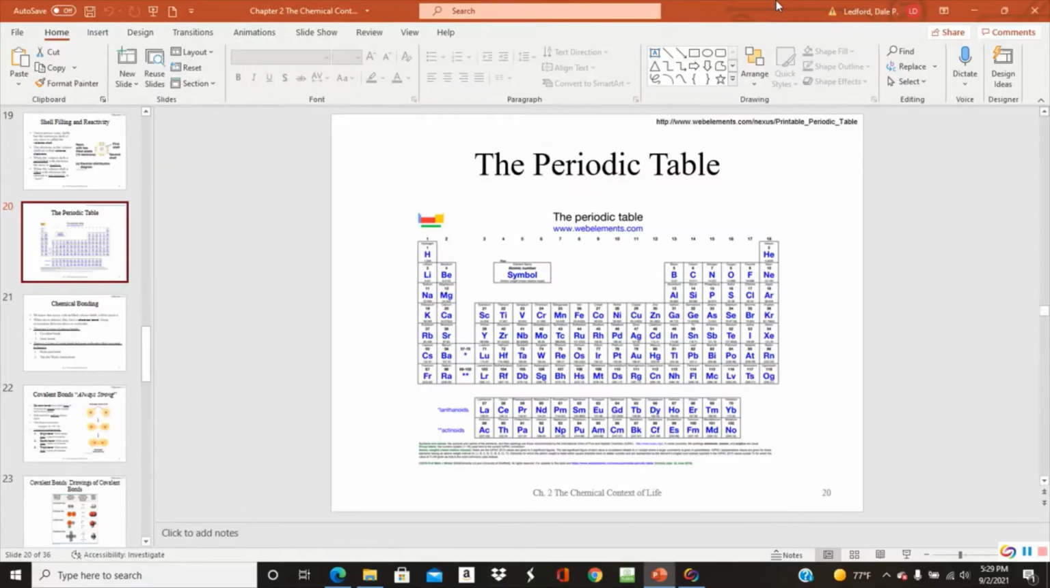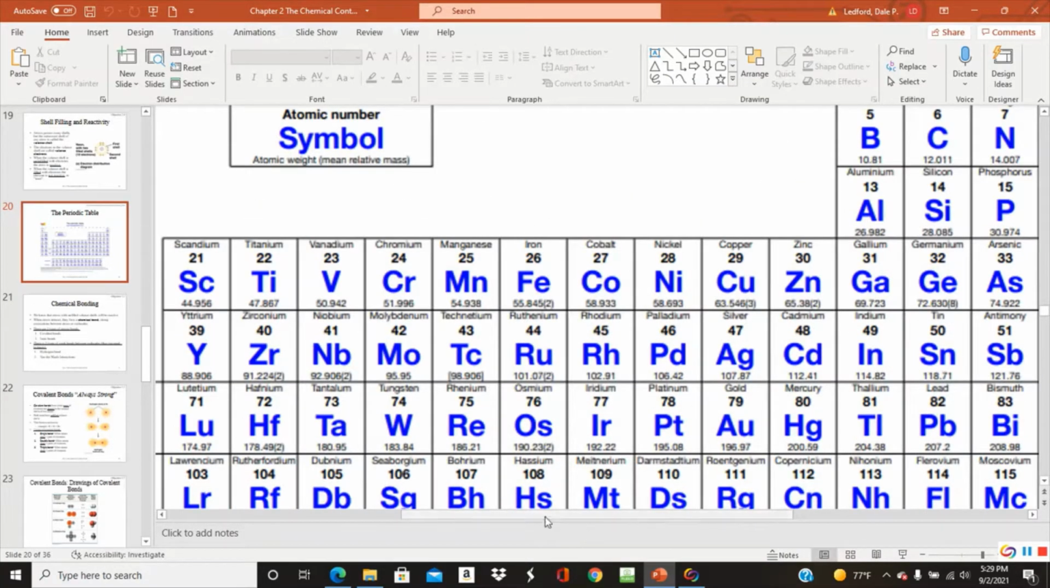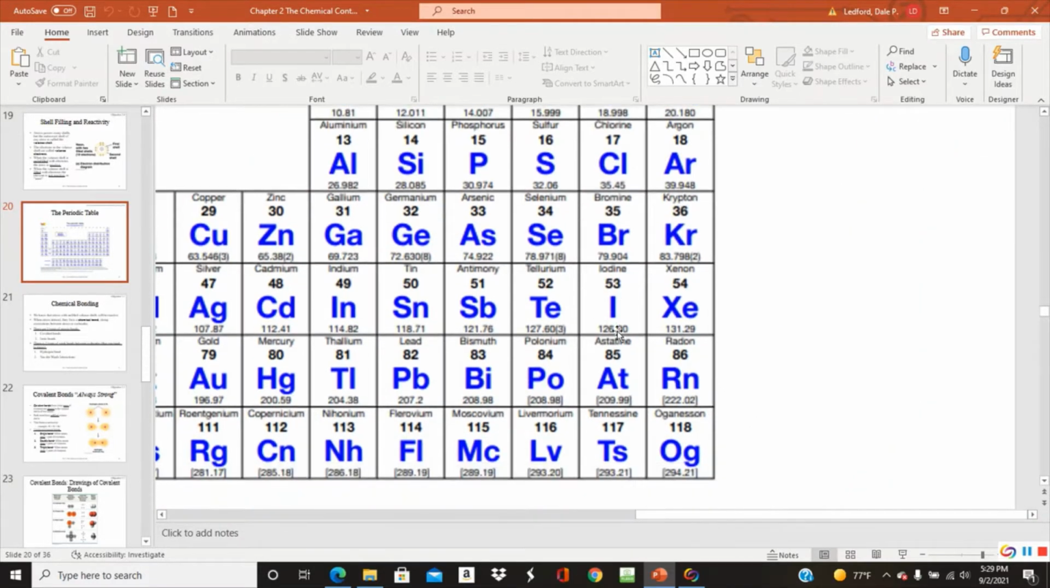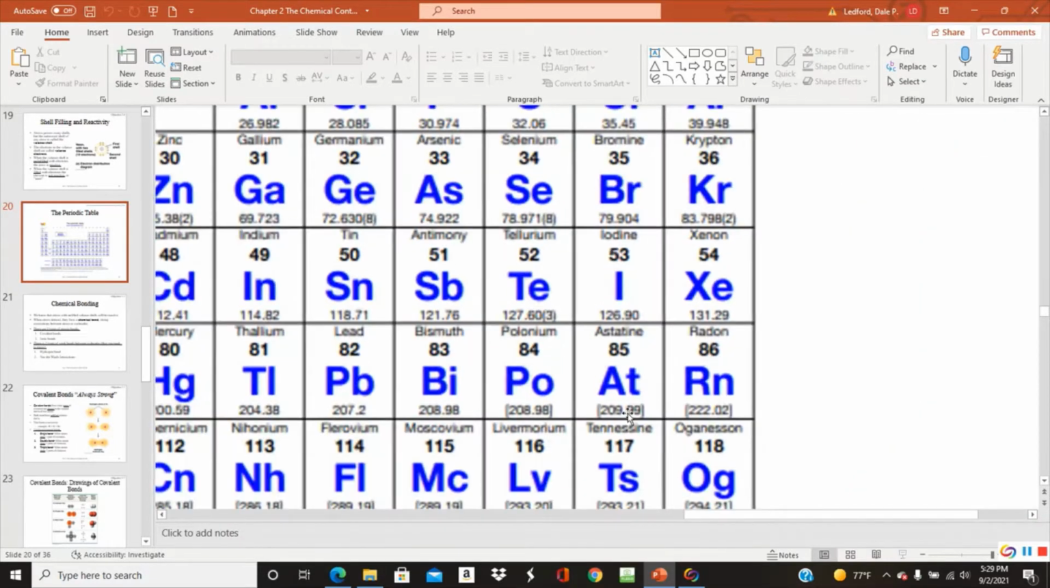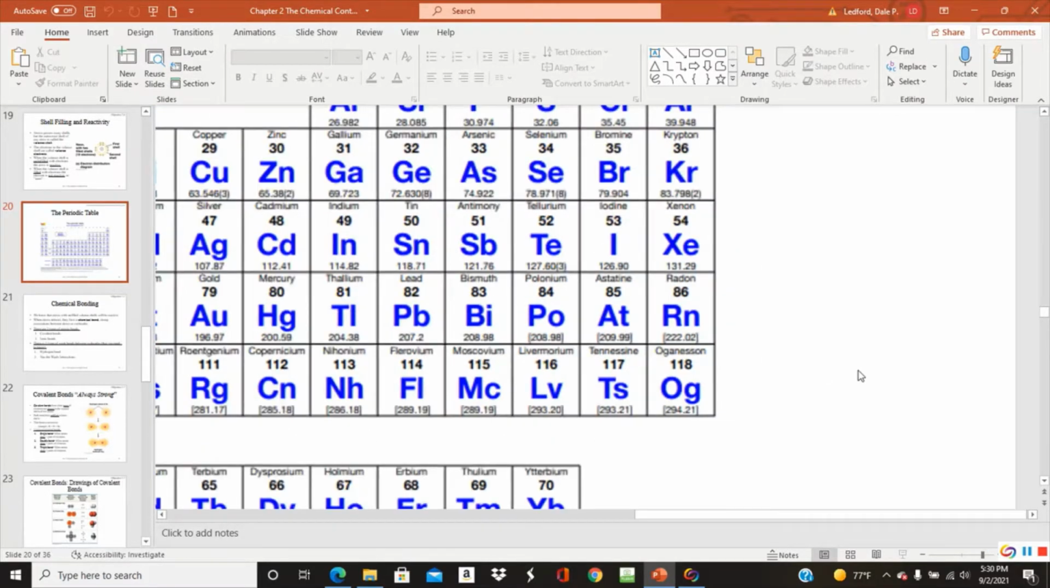Hello, everyone. Welcome to part two of chapter two. We had just ended off with the periodic table, and as I promised, I updated this to include our state's element, and I had to do that. Tennessine is officially on this one, so there we go.